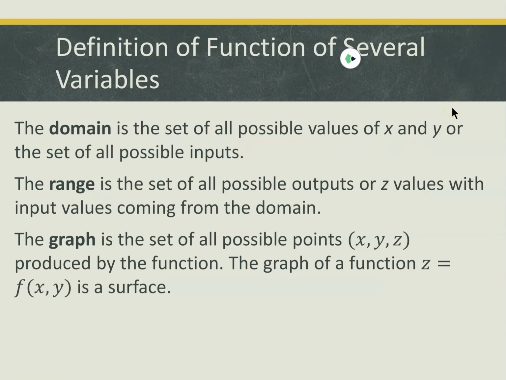So to summarize, we say that the domain is the set of all possible values of x and y, or the set of all possible inputs to the function. The range is the set of all possible outputs, or z values, where the input values come from the domain. And the graph of the function is the set of all points x, y, and z produced by the function. And the graph of a function z equals a function of x and y is in fact a surface.